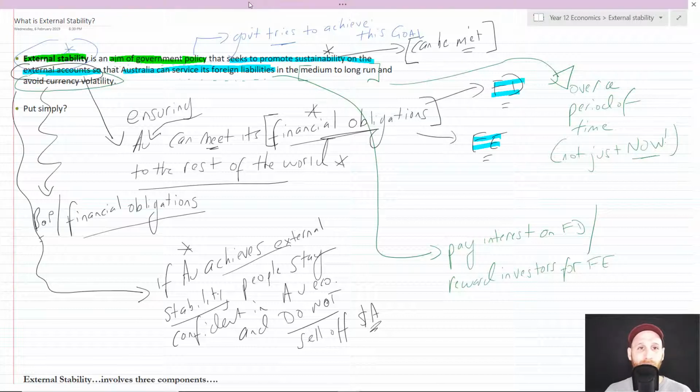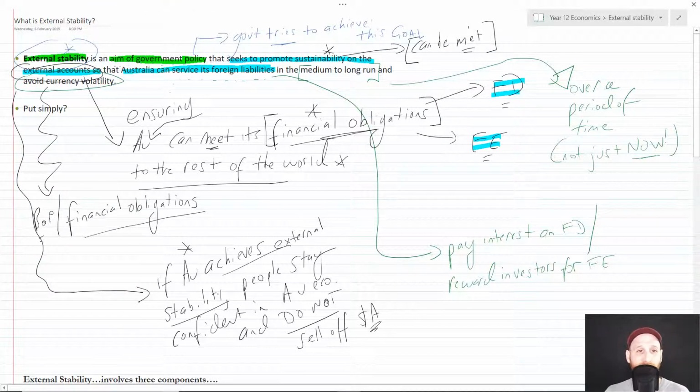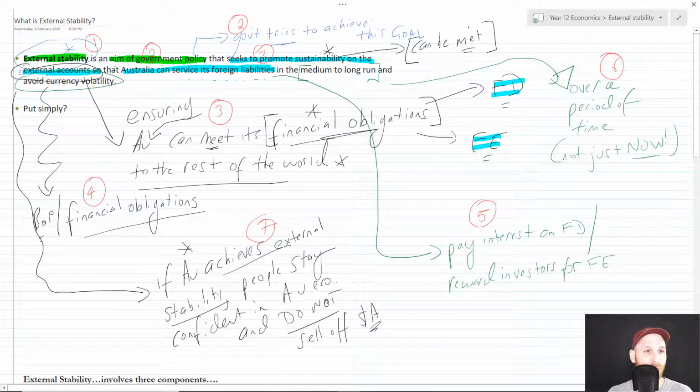Okay, so I've written all over the place. What I'm going to do is just number these ideas so you can keep it in mind. So external stability, that's 1. Aim of government policy, that's 2. If we look at seeks to promote sustainability, this whole point here is 3. On the external accounts, that's 4. Service its foreign liabilities, that is 5. That is 6, and that is part 7. Now I'll just label these points: 1, 2, 3, 4, 5, 6, 7. So there are 7 parts to this definition. I wasn't lying that it was complex.